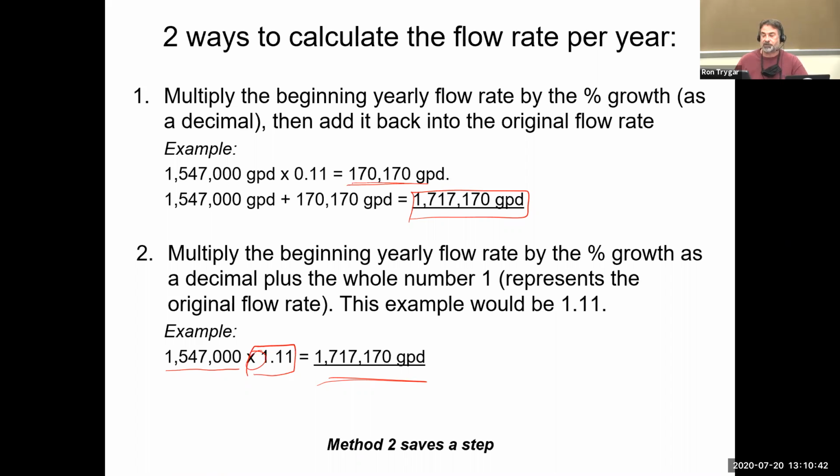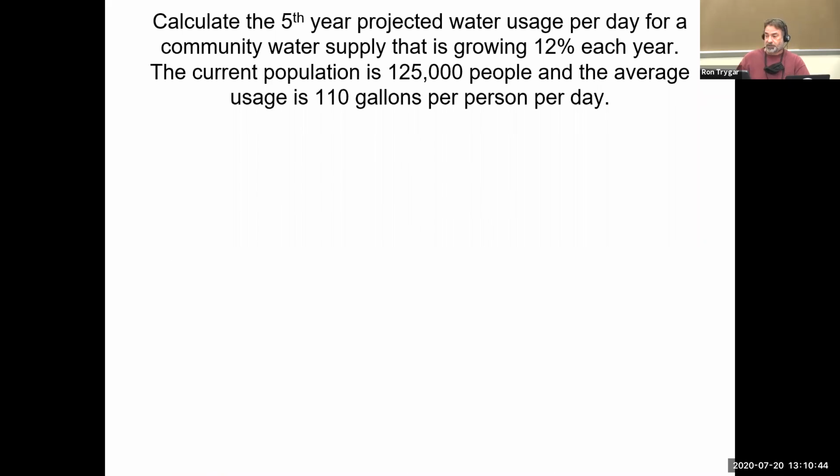So I'm going to give you an example here. I think we have two examples on the screen coming up. So we're going to calculate the fifth year projected water use per day for a community water supply that's growing by 12% a year. The current population is 125,000 people, and the average usage is 110 gallons per person per day. So we have 125,000 people times 110 gallons per day per person, right? So what is our current flow?